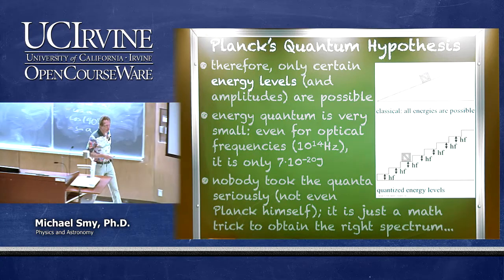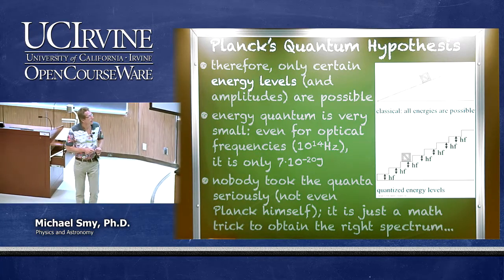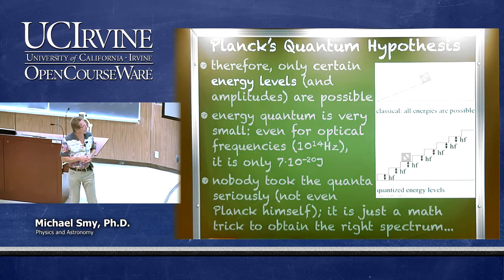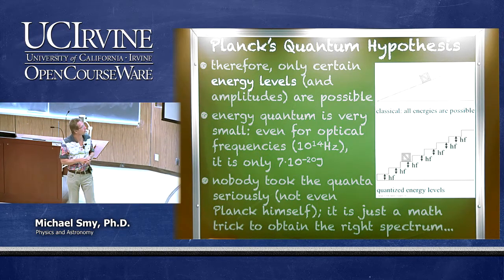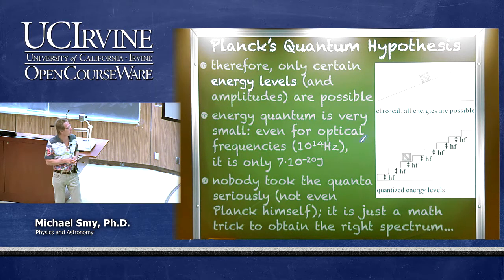So it seems to imply that indeed only certain energy levels are allowed. Again, classically, all energies ought to be possible. You sort of have an inclined plane, in this case for potential energy. But with Planck's hypothesis, it's sort of like a staircase where each step is h times f.